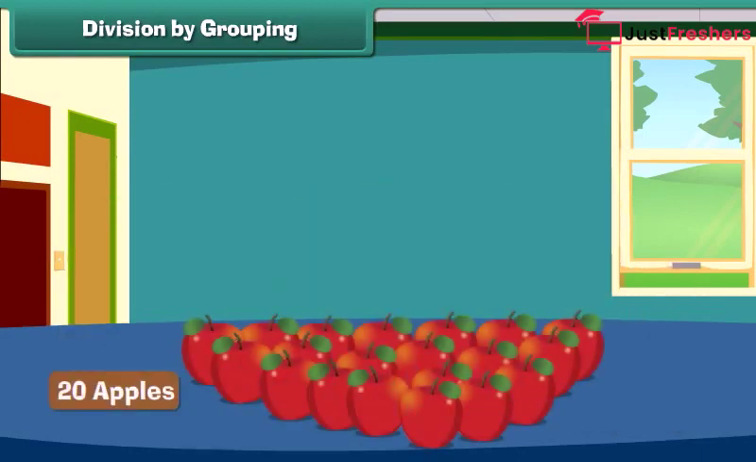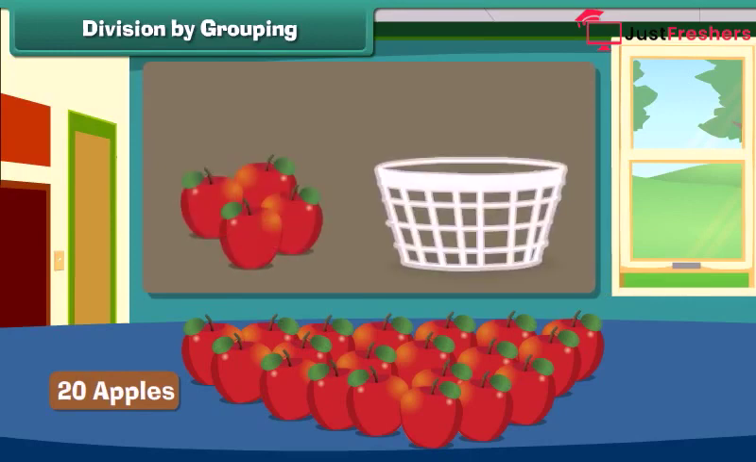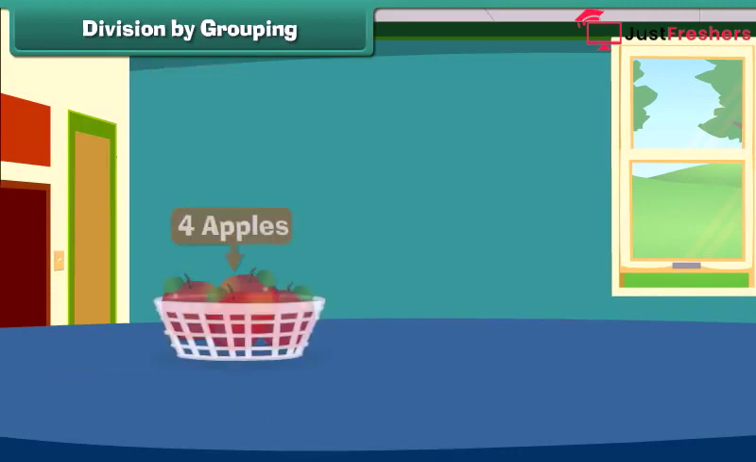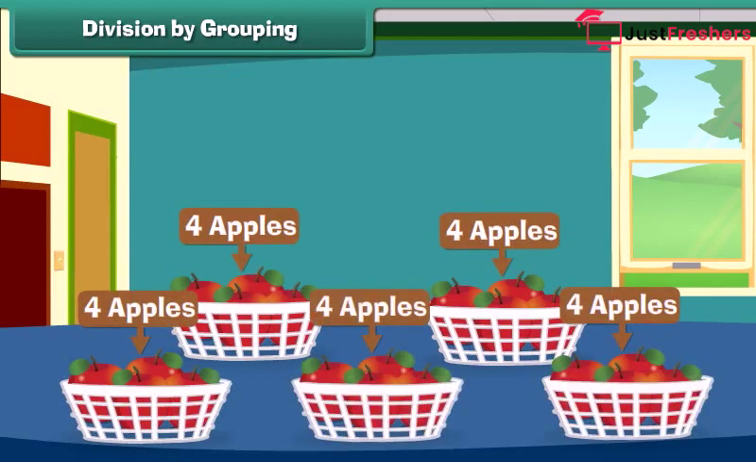There are 20 apples. 4 apples can be packed in one basket. How many baskets will be required to pack 20 apples? Make groups of 4 apples each. 5 such groups are possible with 20 apples. Hence, 5 baskets will be required to pack 20 apples.